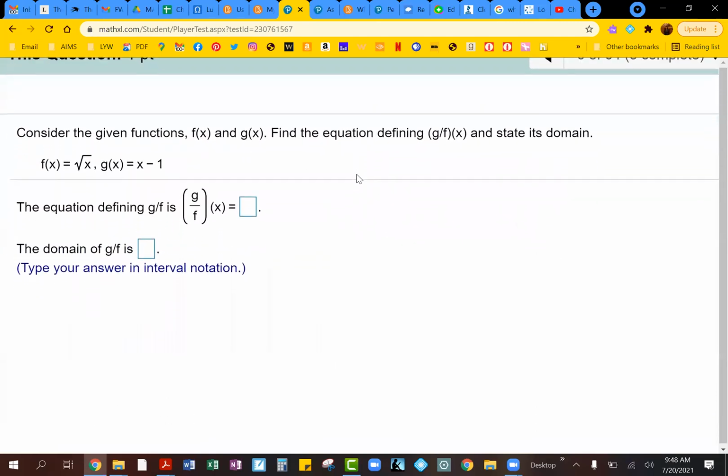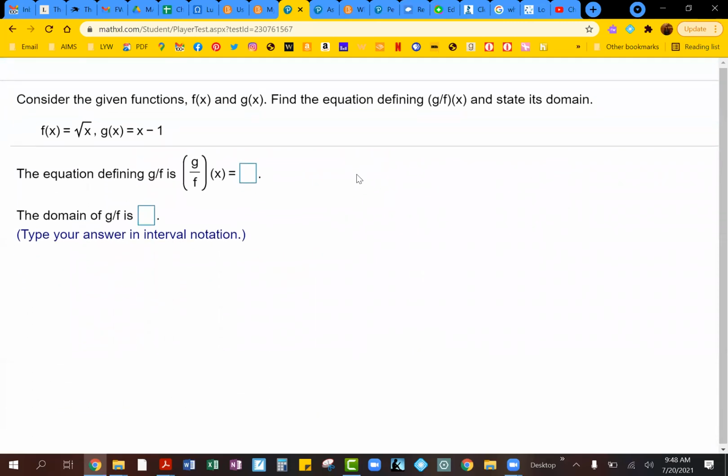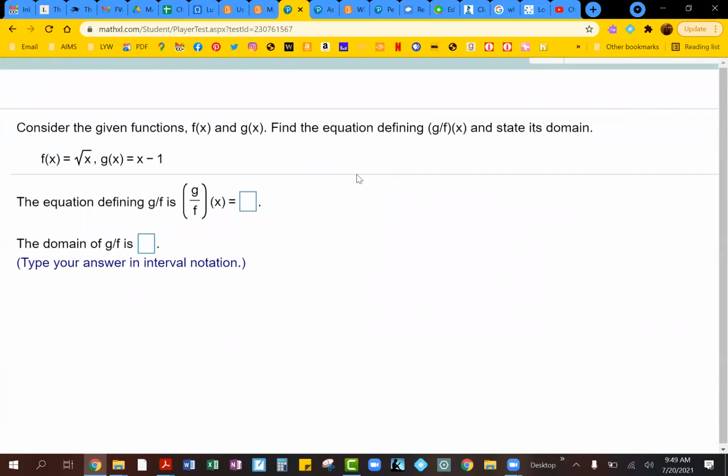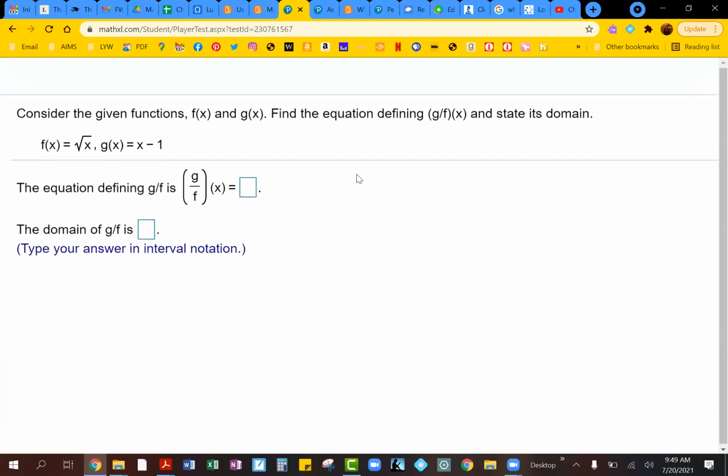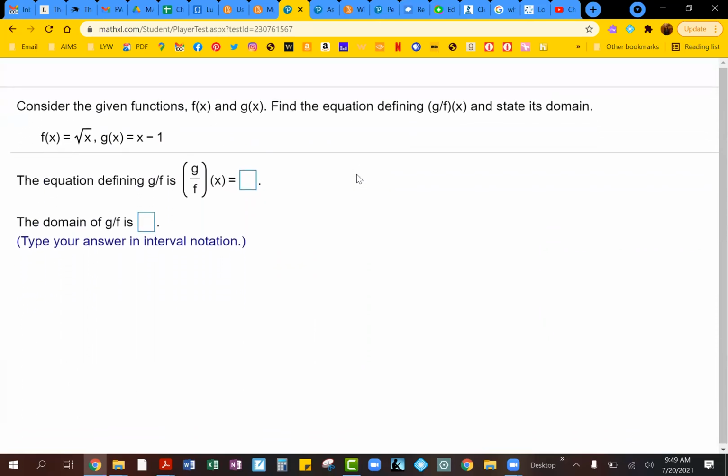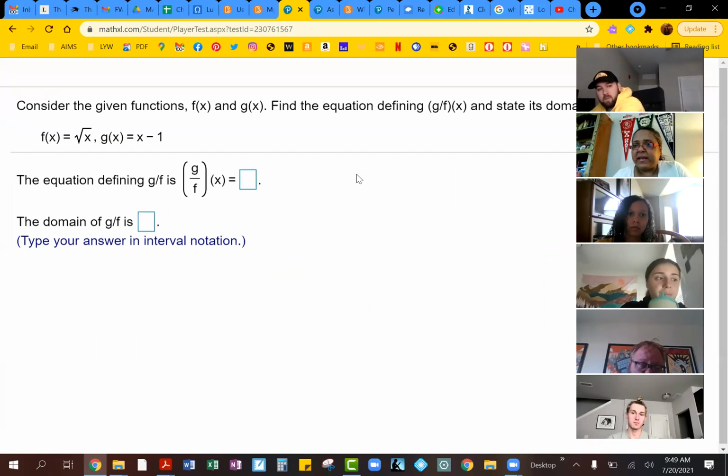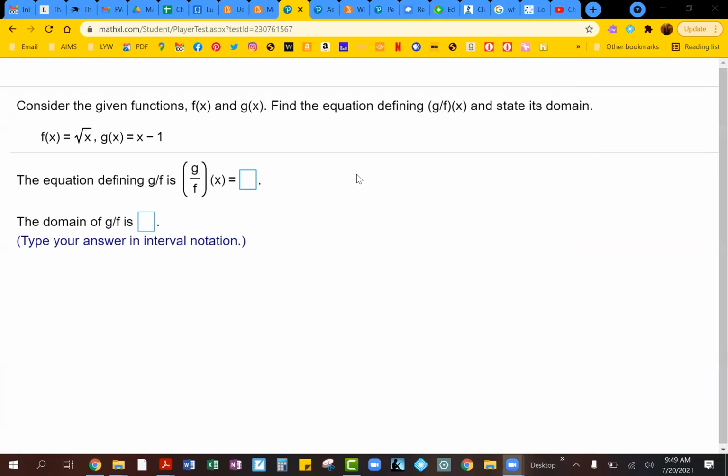Okay, this one is, I believe, chapter 3, where we talked about operations of functions. And as you can see in this one, we are talking about dividing our f of x and g of x function, and they want to know basically what that equation will look like, and then what the domain for that function ends up looking like. So let's start with what the function itself looks like. You've got your f of x and g of x over here. They're of course asking us to find the function of g divided by f.